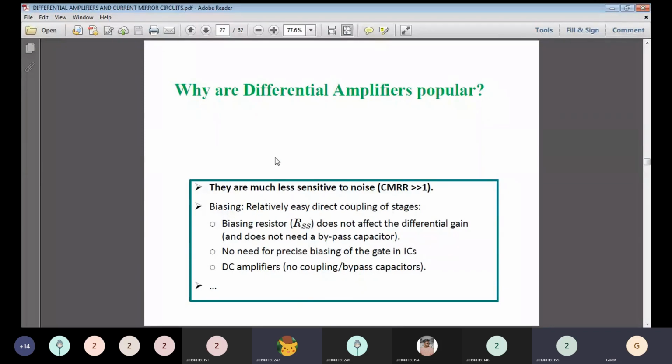The second case is with respect to biasing. In view of biasing, direct coupling of the stages is relatively easy. The biasing resistance RSS does not affect the differential gain, and does not need any bypass capacitor. So in this case we do not need any type of bypass capacitors in the circuit. There is no need of precise biasing for a gate, or in the part of an IC. And for DC amplifiers, no coupling and no bypass capacitors are required.